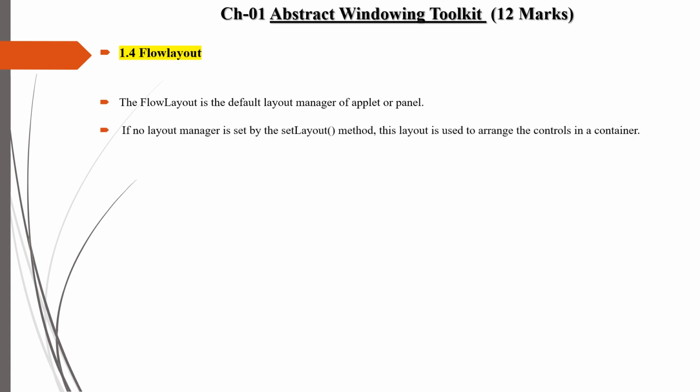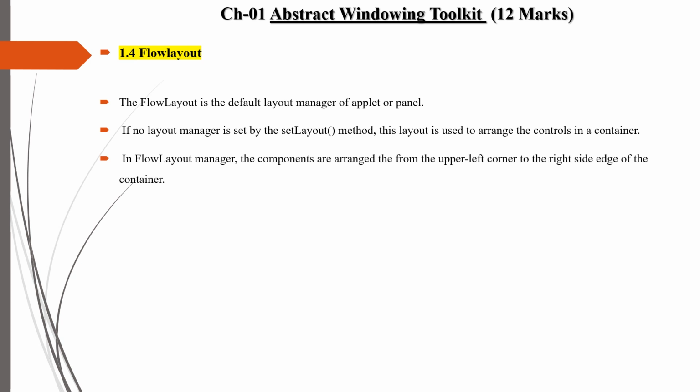The first type of layout manager is flow layout. So first we see the flow layout. The flow layout is the default layout manager of applet or panel. So this is the default layout only for applet and panel. It is not the default layout for frame and window. If no layout manager is set by the setLayout method, this layout is used to arrange the controls in the container. Control means components.